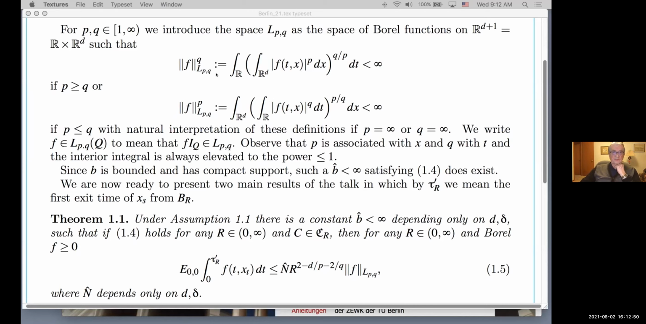So to remember how these norms are organized: Q is always related to the integration with respect to T, and P is related to the integration with respect to x, and the power of the interior integral is always less than or equal to 1. And now, the two main results of the talk.